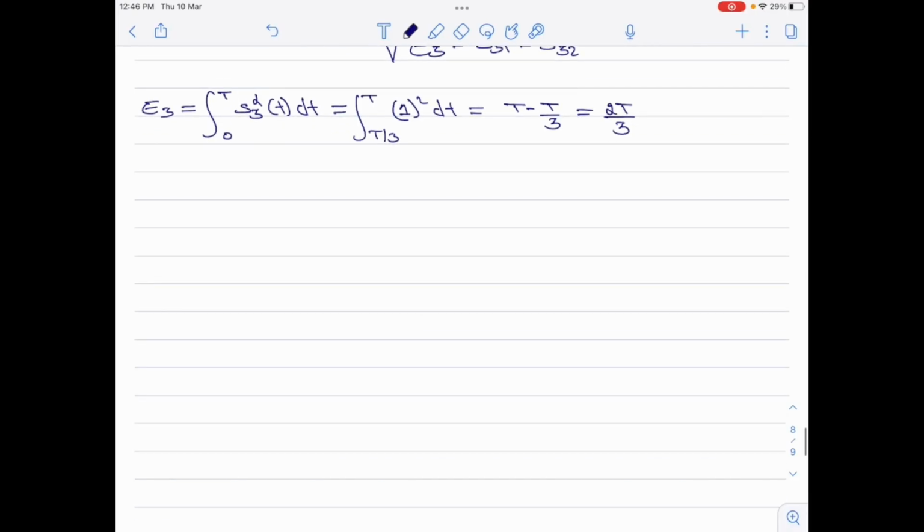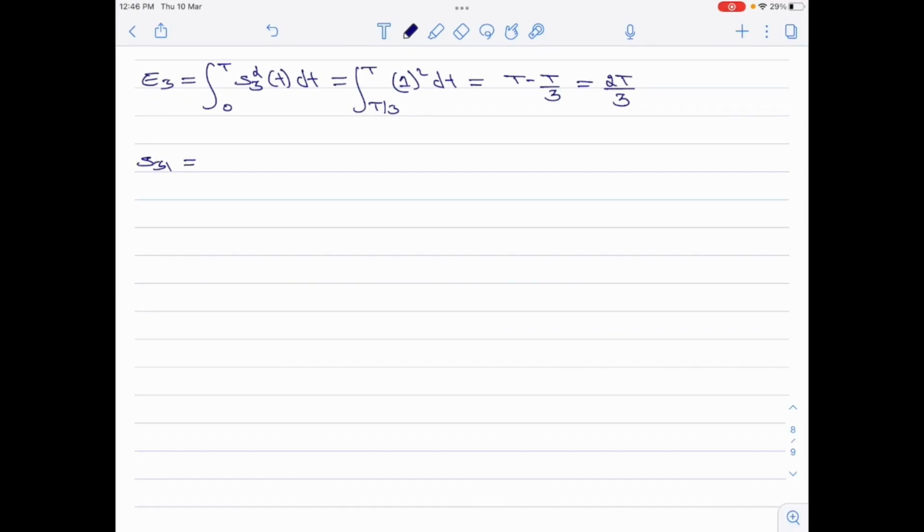Then I will move on to find S31. S31 is given by the expression integral 0 to capital T S3 of t into phi 1 of t dt. But S3 of t is defined over the interval T by 3 to capital T, whereas phi 1 of t is defined over the interval 0 to T by 3. Therefore, this results in a 0. You can compute and verify whether this is correct or not.